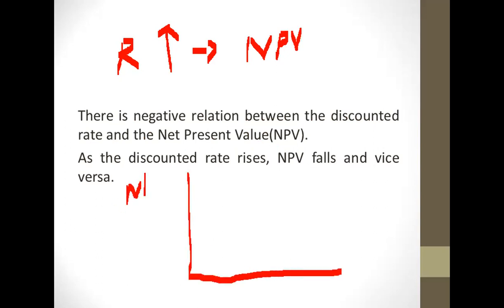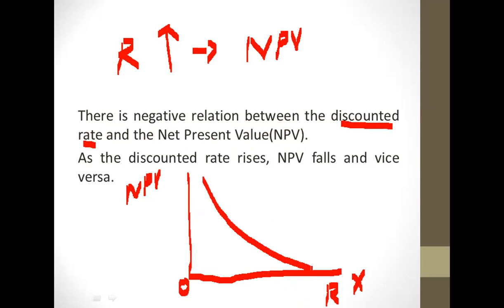Here we show the NPV. Okay, this is the origin. This is a horizontal axis, x-axis. Here we show the rate of interest or discounted rate. Here NPV. So if your rate of interest is low, then NPV will be high. That means you will be getting a curve like this.